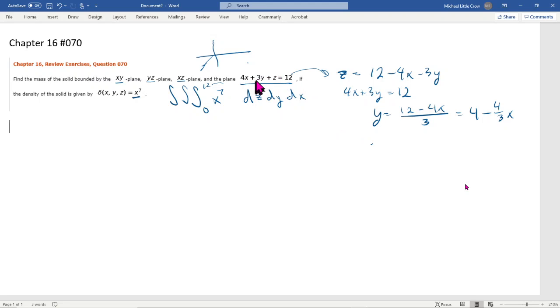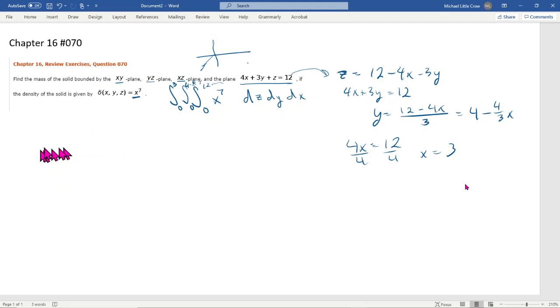Let's come back to the original. So when z is 0 and y is 0, that's going to give us the x. So then that gives us 4x equals 12. Divide both by 4. We get x equals 3. So that's going to be our last boundary here. And y goes 0 to 4 minus 4/3 x.